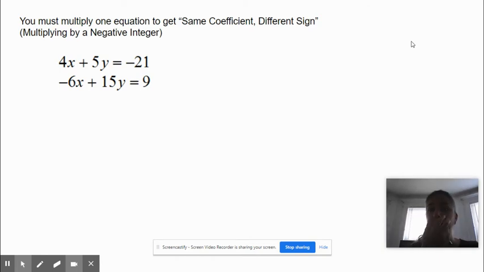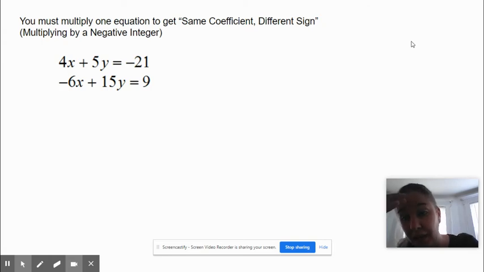There we go. All right, so right away, I can see 5 turns into 15 pretty easily, right? You would just multiply it by 3, but we need the signs to be different too. So you're going to multiply it by -3. So you would multiply the top by -3. That way you would get -15y, and then be able to cancel stuff out.